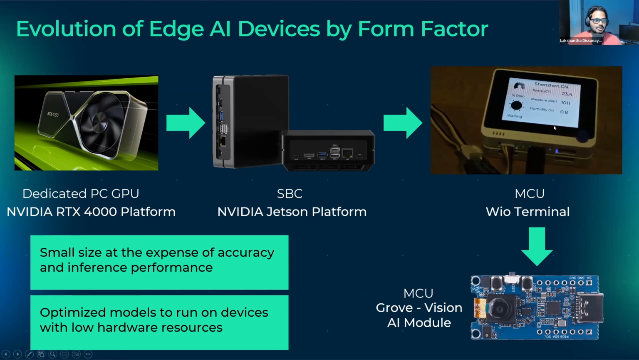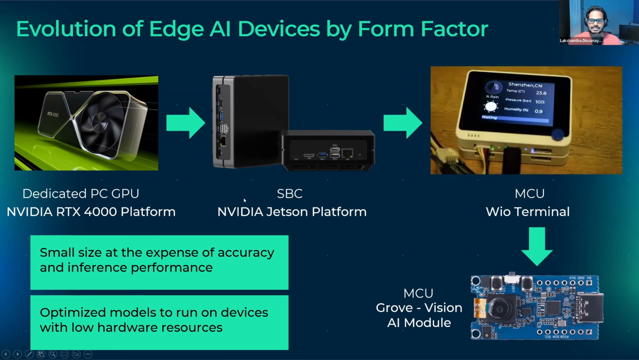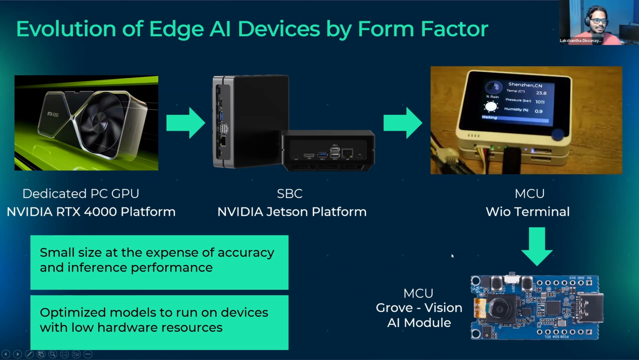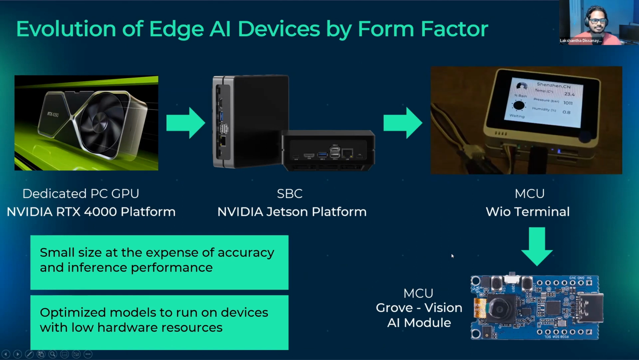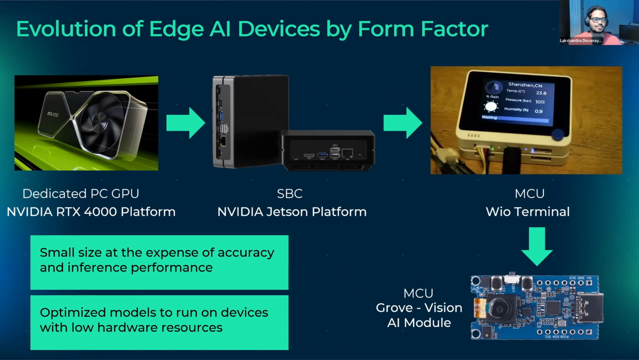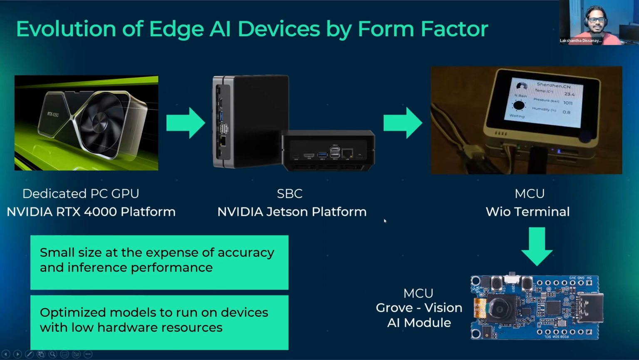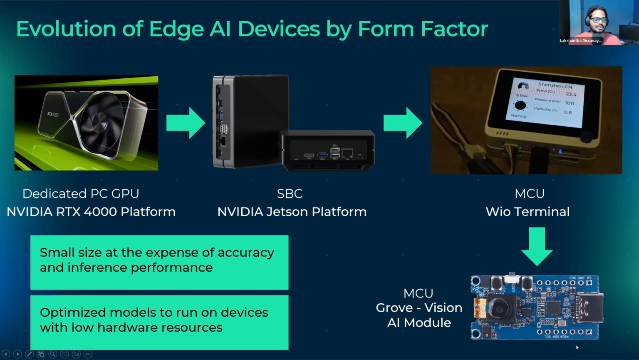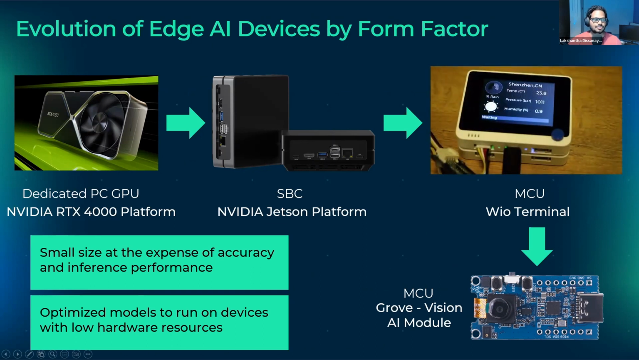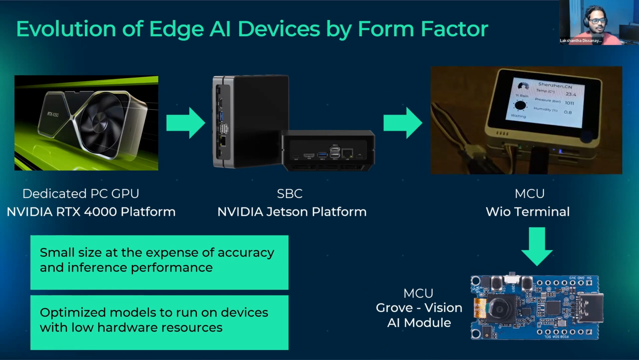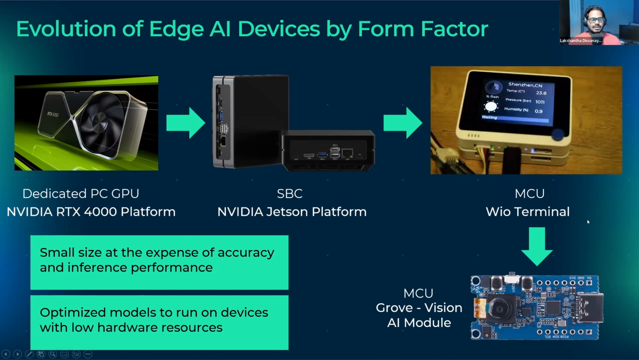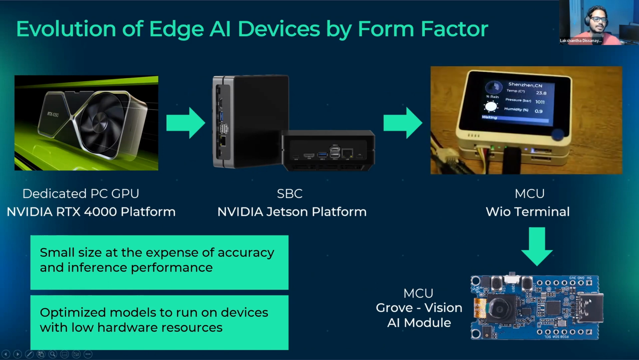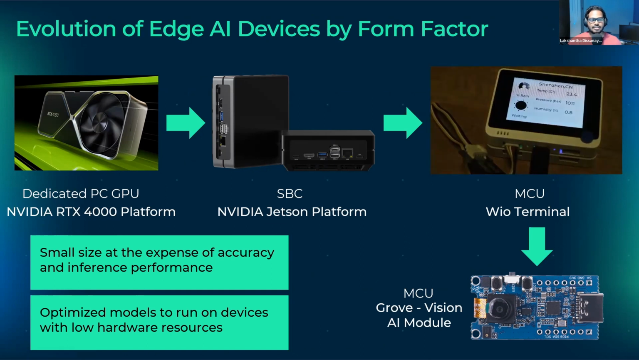When looking at all this, from this big PC GPU to this very small MCU, when the device size gets smaller, sometimes you would need to compromise on the accuracy and the inference performance of the model. Because you can never run a model which is designed to run on this big GPU on this small device. Because of this, now new AI algorithms are coming out. For these kinds of small, low hardware resource devices, there are special optimized AI models to run on these devices.